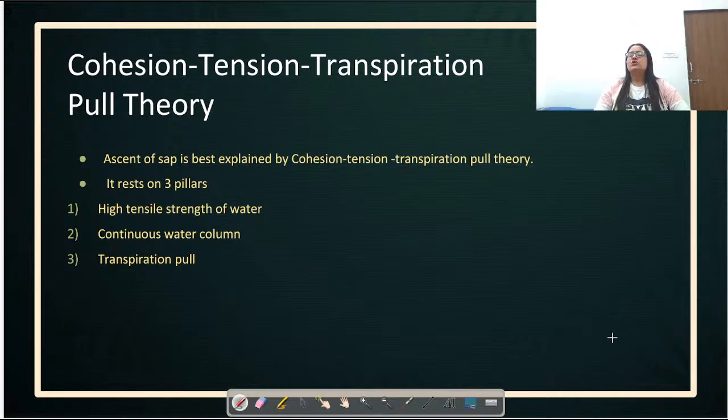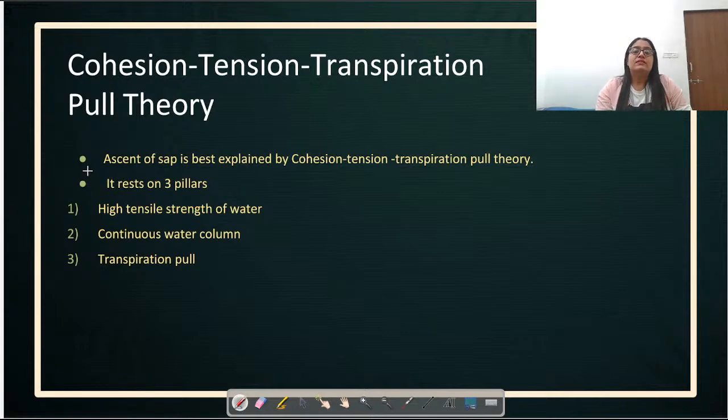So see students, as you can see, what is the title? The title of the slide is Cohesion, Tension, Transpiration, Pull Theory. It is the most accepted, or I can say widely accepted, theory to explain ascent of sap. So if you really want to understand how water along with the mineral solutes will be transported from root to the leaf, you need to understand the points of this theory. Only then you will be in a comfortable zone where I can make you understand how water and mineral transport will take place. So let us understand the theory first and then we will switch to the ascent of sap part.